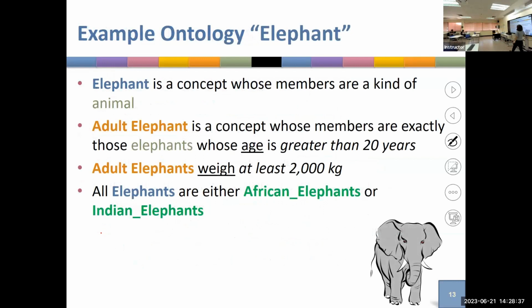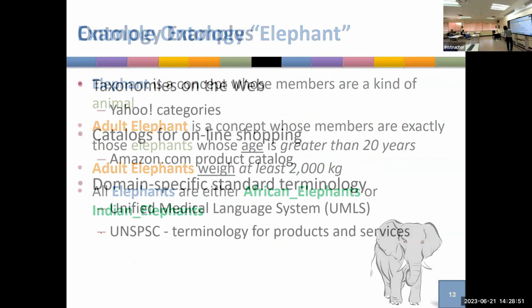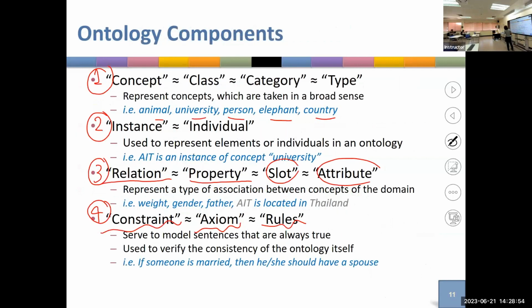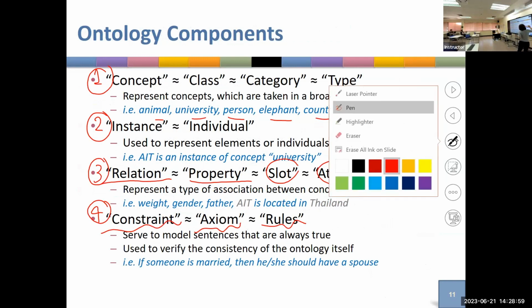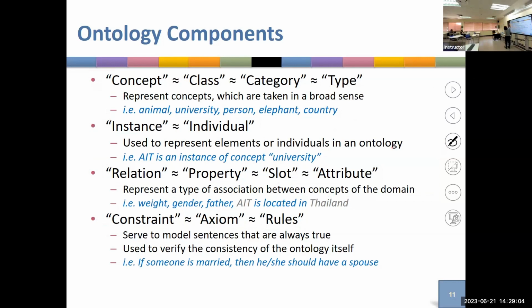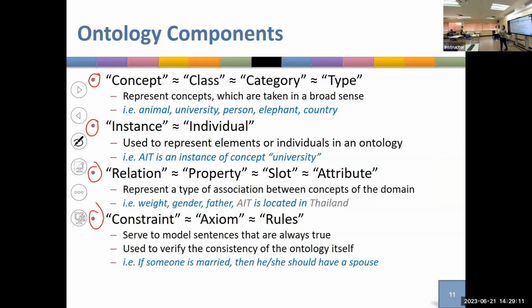Okay, when we talk about elephants, I want to define an ontology related to elephants. Here is my first question. Is elephant a class, instance, relation, or constraint? What is an elephant?